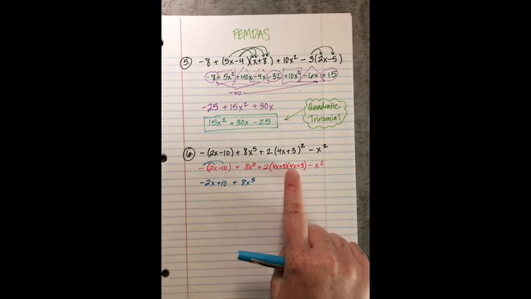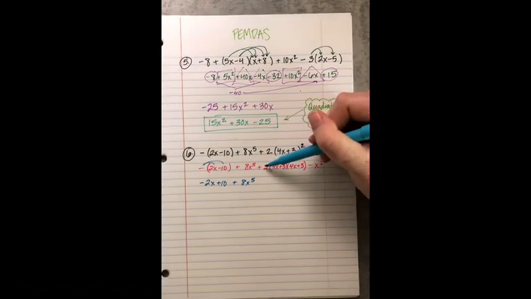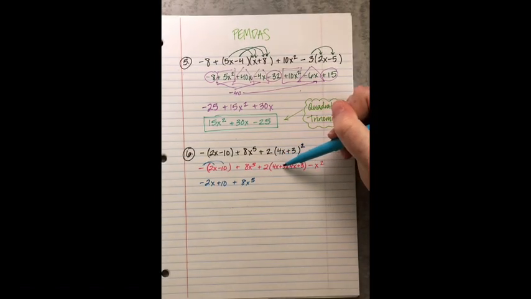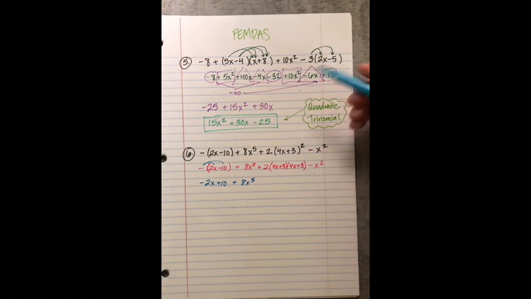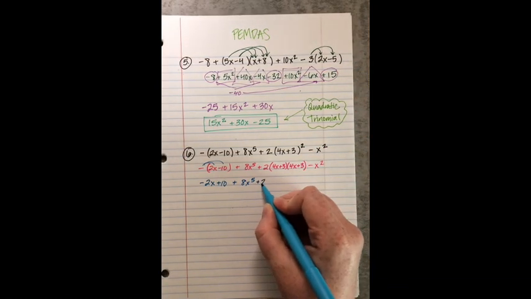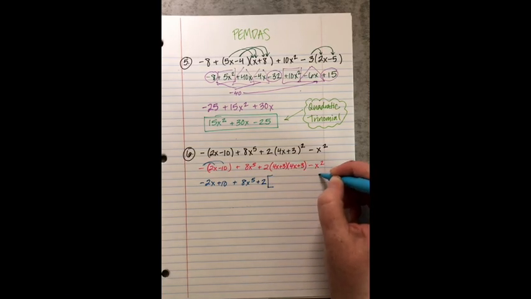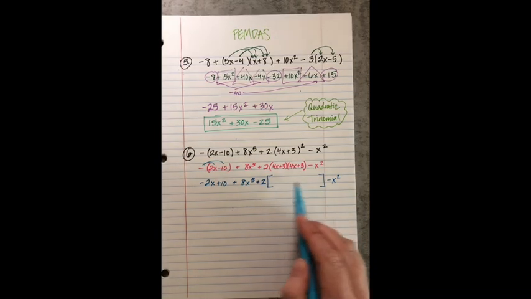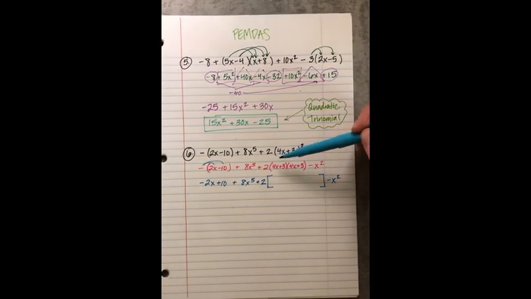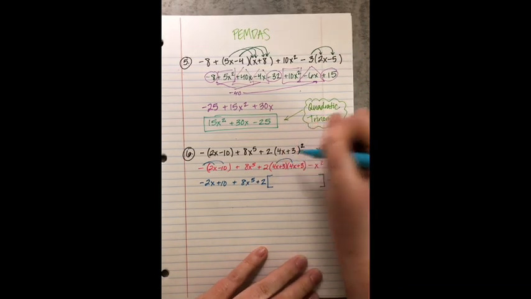you have an option of distributing this 2 in the first set, but then you're still going to have to do FOIL with everything else. I'm going to choose to do FOIL first, so I'm actually going to use brackets. I don't know if you've seen this in our class yet. Whatever's inside these brackets is whatever's left after I FOIL. So I'm going to go ahead and FOIL.